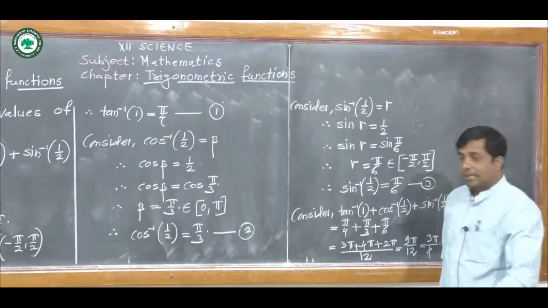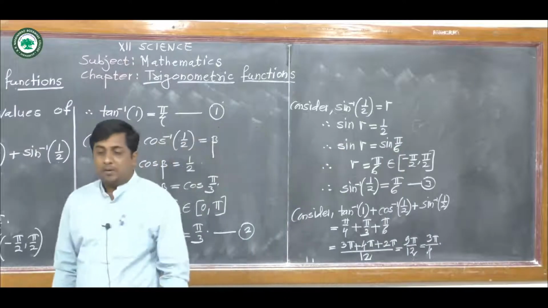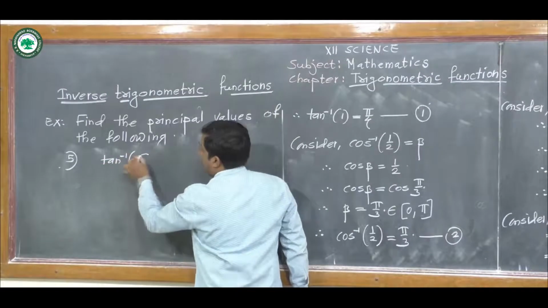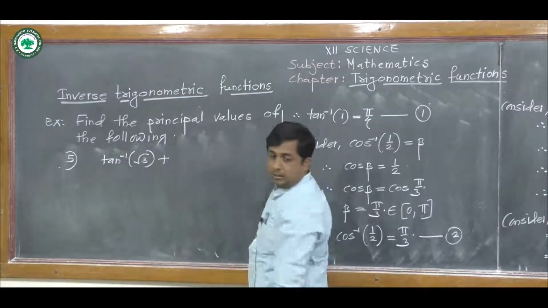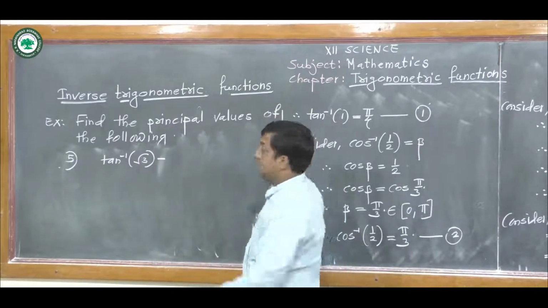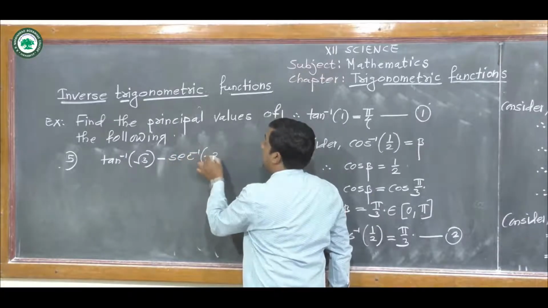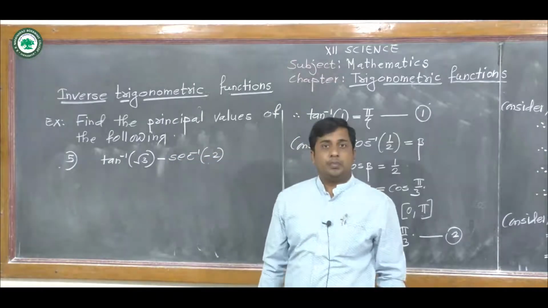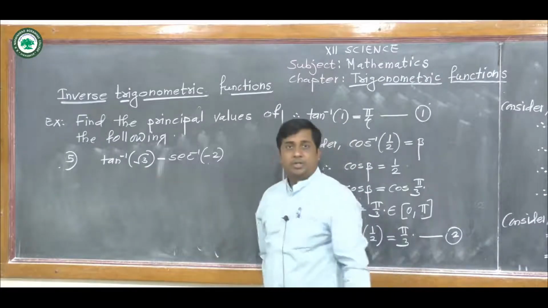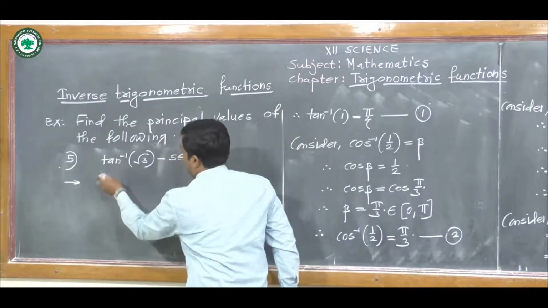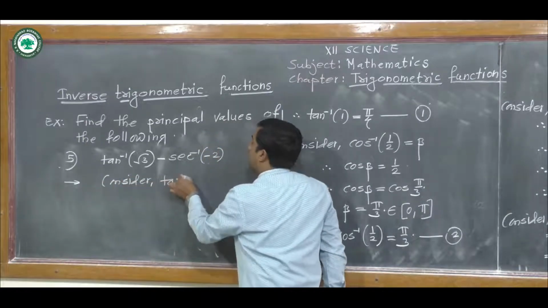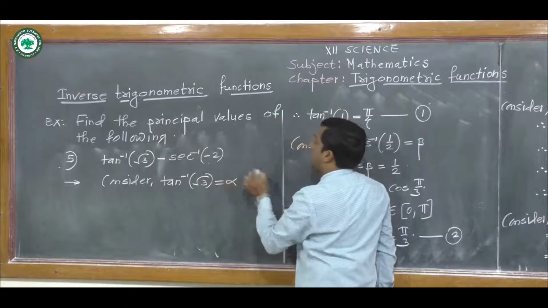Okay, let us consider one more example. Consider tan inverse of root 3 plus, with minus sign, sec inverse of minus 2. Here again, we have to consider the principal value for each function. Here, we consider first tan inverse of root 3.